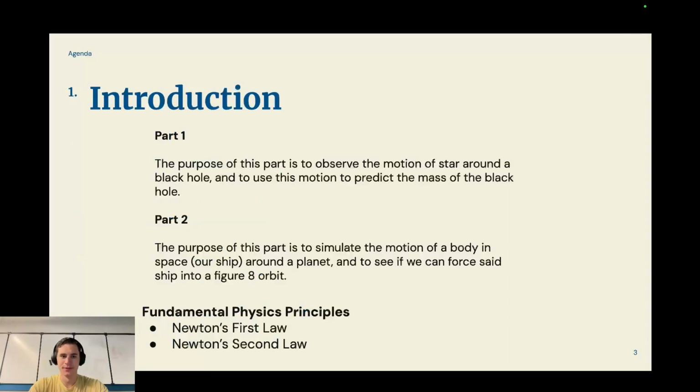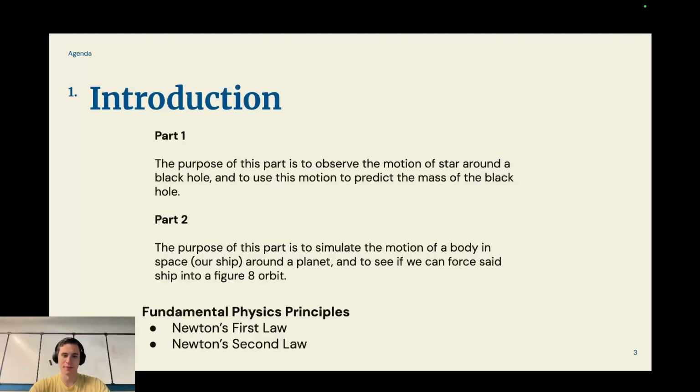Here's a brief overview. Part one: the purpose of this part is to observe the motion of a star around a black hole and to use this motion to predict the mass of the black hole. Part two: the purpose is to simulate the motion of a body in space around a planet and to see if we can force said ship into a figure-8 orbit.